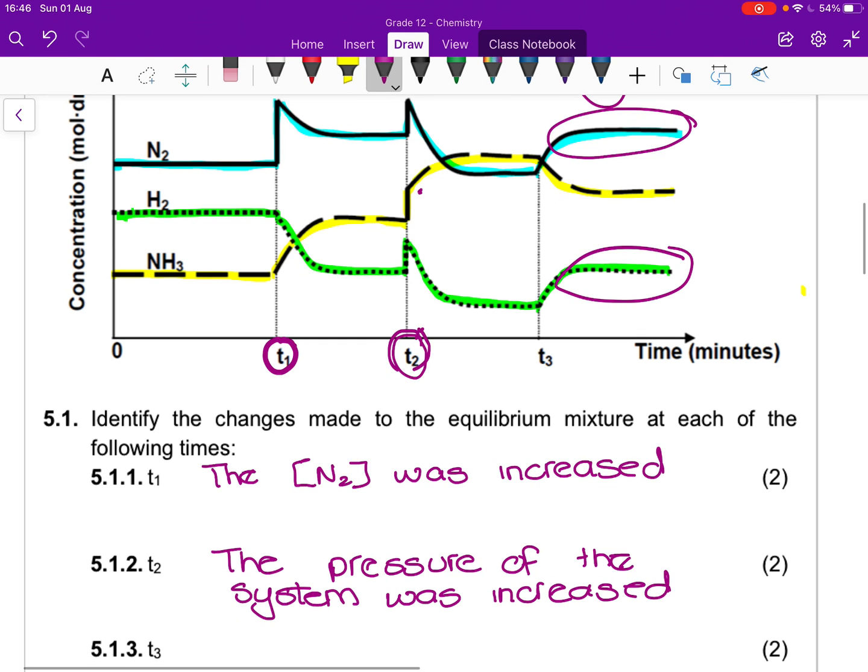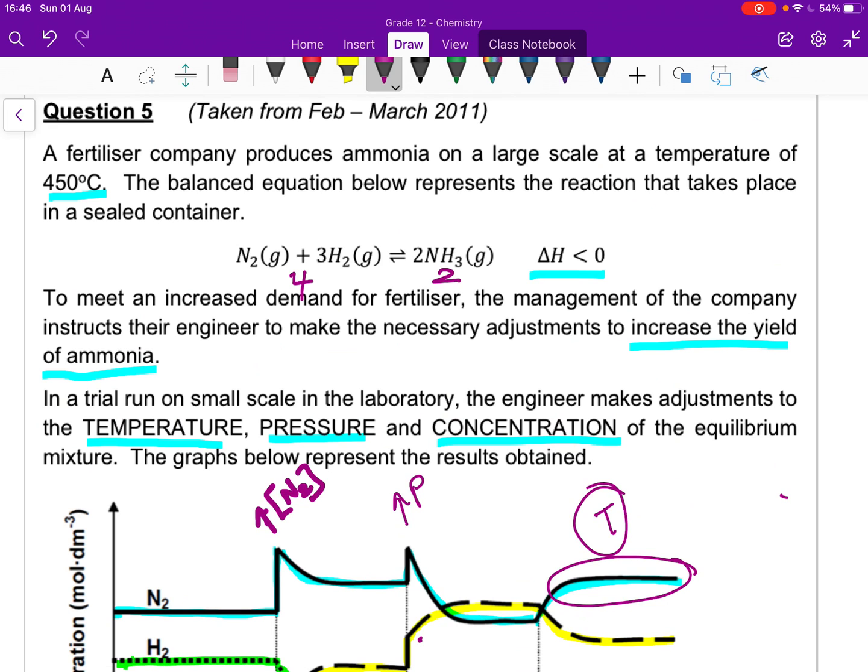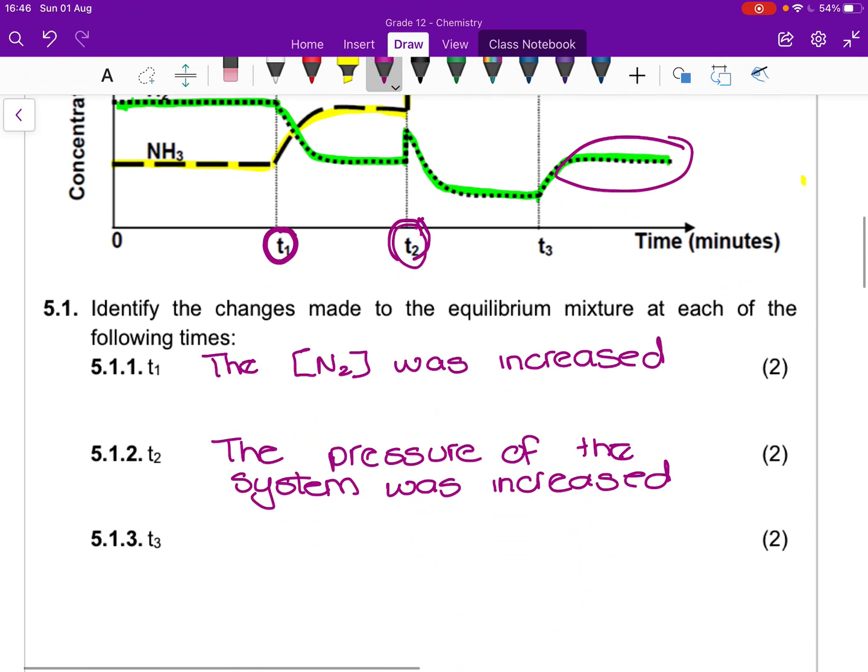Great. At T3, now we've got to say which reaction was favored. And because I got more reactants at the end, and it's an exothermic reaction, it means I favored the reverse reaction, and the reverse reaction is endothermic. That means I favored the reverse reaction, and the only way I can favor the reverse reaction is if I increased the temperature.